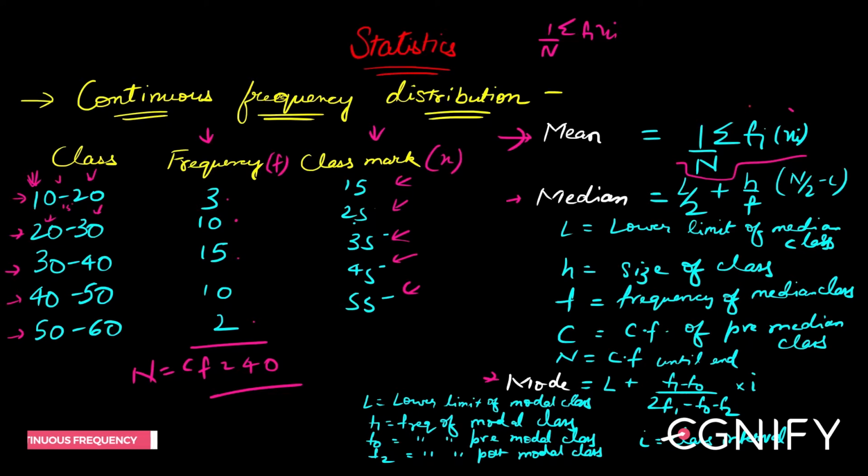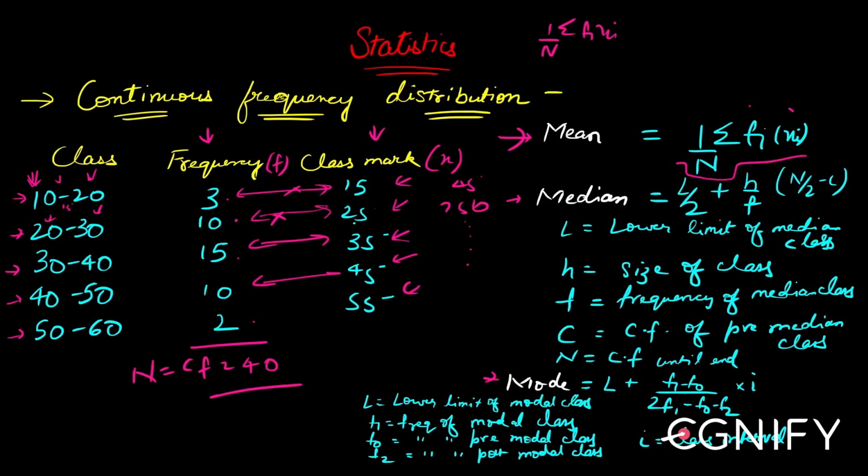And sigma fi xi is basically you will take 3 into 15, which is 45. 20 into 15 is 250. And likewise, you'll make the table of sigma fi xi. You'll multiply the frequency with the corresponding class mark. You'll carry out these products. You'll make this table here and you'll carry out the summation. The result that you will get, you'll put here and you will divide that with n. That's how you'll get the mean.